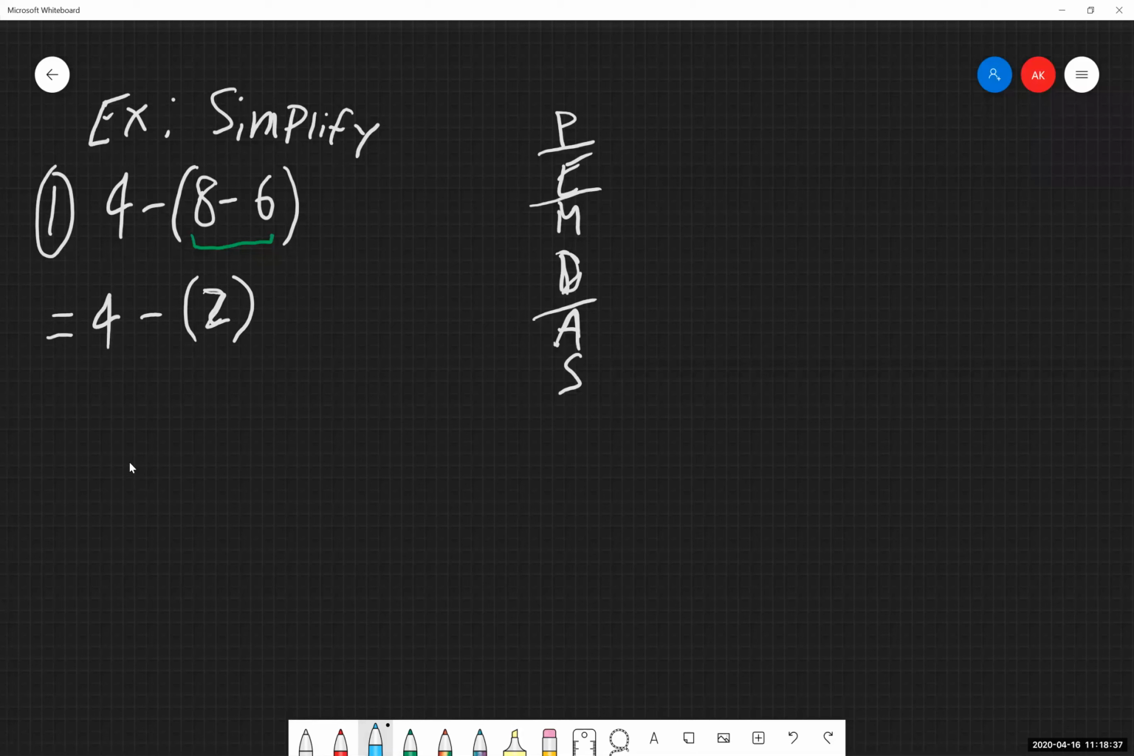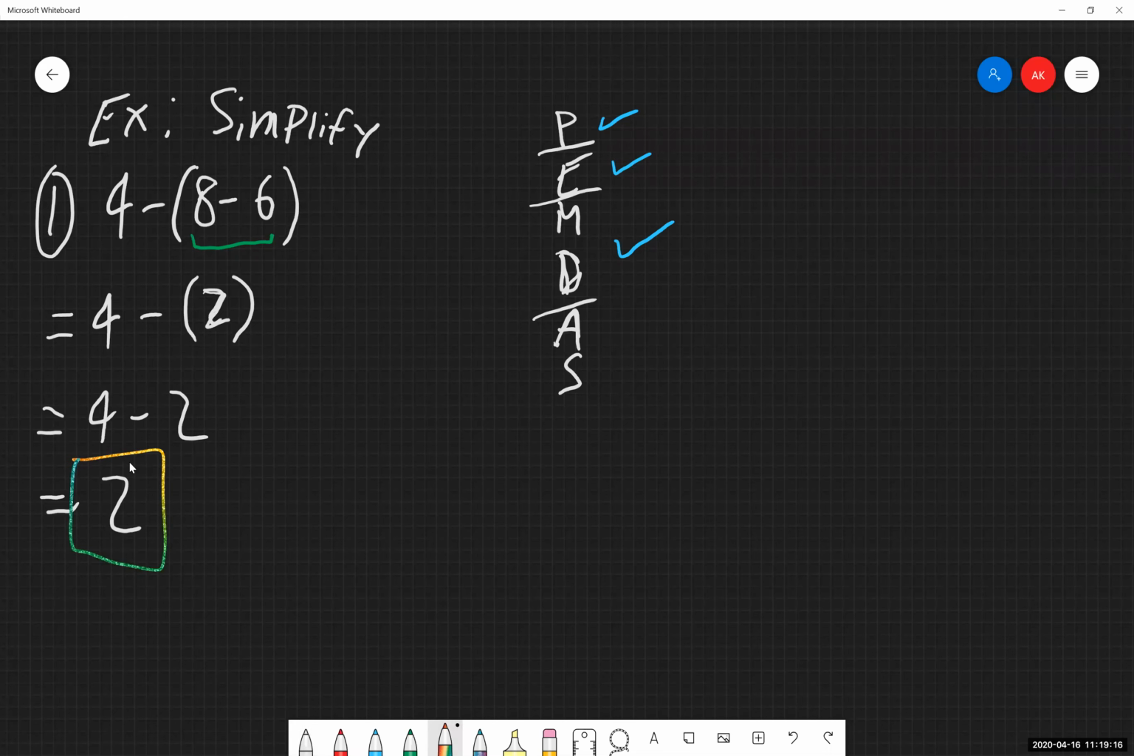Now I'm looking at PEMDAS and saying, all right, do I have anything else going on inside that set of parentheses? I just have the number 2, so no. Can't do anything else with that. Parentheses are done. Do I have any exponents showing up? Nope. Do I have any multiplication or division? Very, very technically, I've got this negative and a positive here. So let's take care of that and just get rid of the parentheses. Multiplication's done. Addition, subtraction, I have 4 minus 2. That's just going to give me 2. So we have our final answer there.